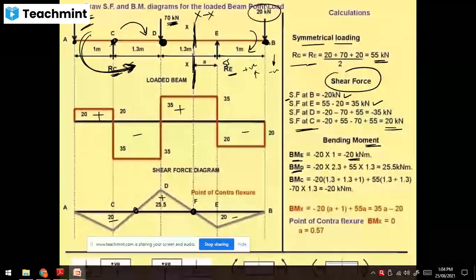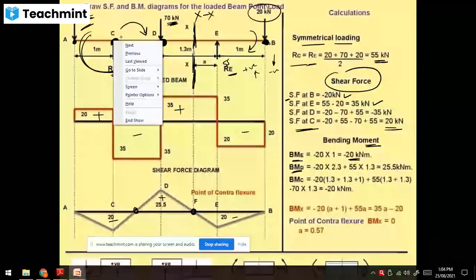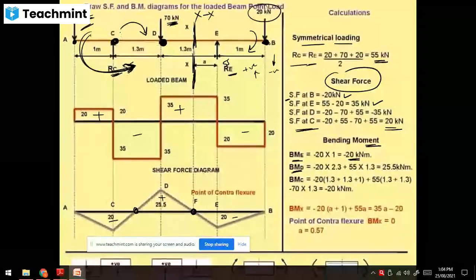Then bending moment at point C. So considering the right portion of the C, 70 into 1.3. Right of the section, clockwise negative, anti-clockwise positive. Then 55 into 1.3 plus 1.5, that is anti-clockwise positive. So 20 into 1.3 plus 1.3 plus 1. So you get the bending moment at C.